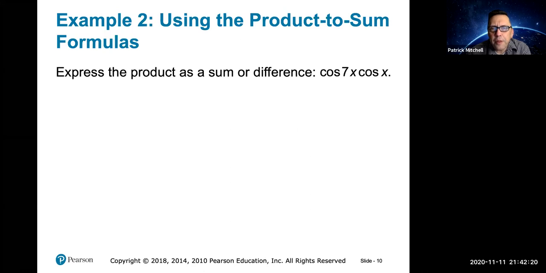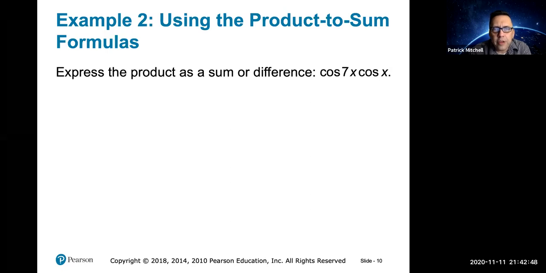All right, so I thought this might be a good one for you to practice. It's the same kind of problem. Express the product cosine 7x times cosine x as a sum or difference. So what you should do now is look in your notes and decide which formula is the right one to use. And so go ahead and pause the video and try that, and then we will compare notes.